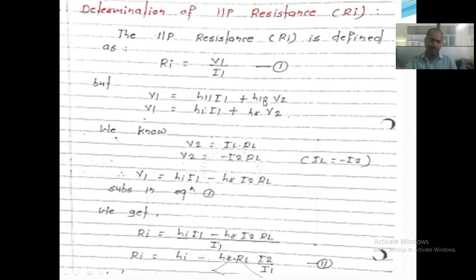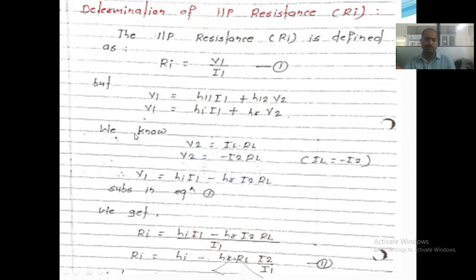H12 indicates the ratio of the input voltage to the output voltage, right? So it is nothing but V1 upon V2. So V1 upon V2 indicates the reverse voltage, right? Output to the input is forward, input to the output is reverse. So for that purpose, we have written it as Hr. Hr indicates the reverse voltage, V2 as it is.